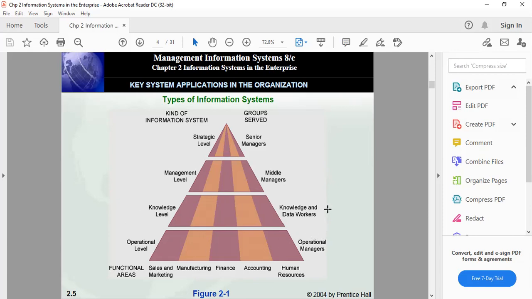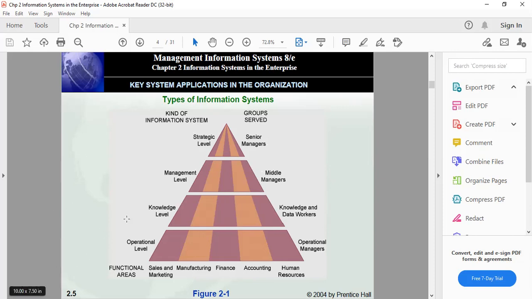Next, for the knowledge level, we have the knowledge and data workers. These are the people who are so-called knowledge engineers who are in their respective jobs because they will be gathering information or data, and they will be making sense of such to further the objectives or goals of the business. Then we have the management level, in which the group served are the middle managers. And then for the strategic level, or the long term, having the vision and mission in mind, we have the senior managers. So we have the kind vis-a-vis the group served.